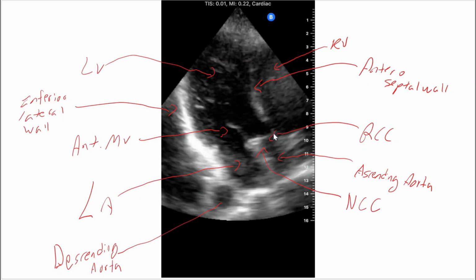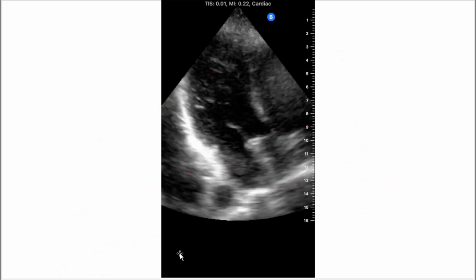The top one is the right coronary cusp. The bottom one is the non-coronary cusp. And this is the anterior mitral valve leaflet. The posterior mitral valve leaflet should be over here. This side is the RV. And wall-wise, over here, this is the anteroseptal wall, and this area is the inferolateral wall.